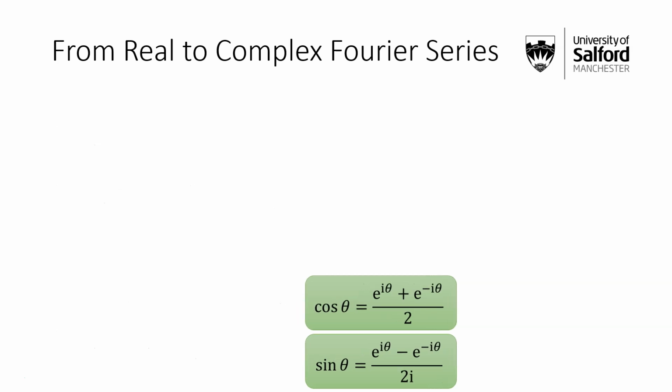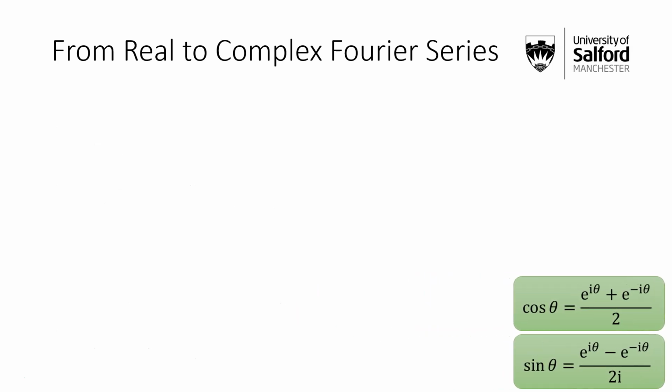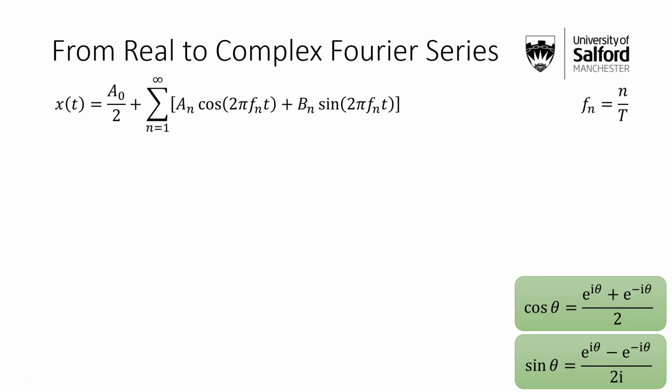So let's take those, and we're going to use those in our Fourier series. Here we go. So if we look at this equation, the main building block is this term in the bracket inside the summation, a_n cos 2 pi f_n t plus b_n sine 2 pi f_n t, not theta, t.